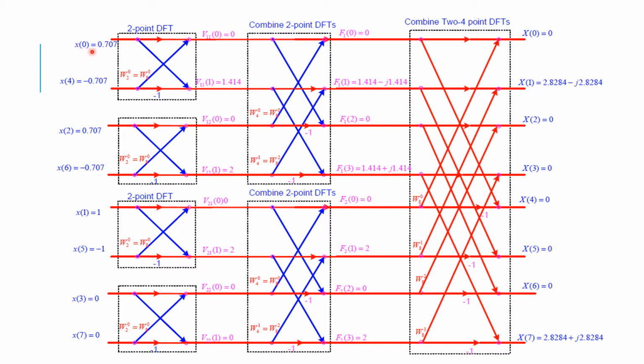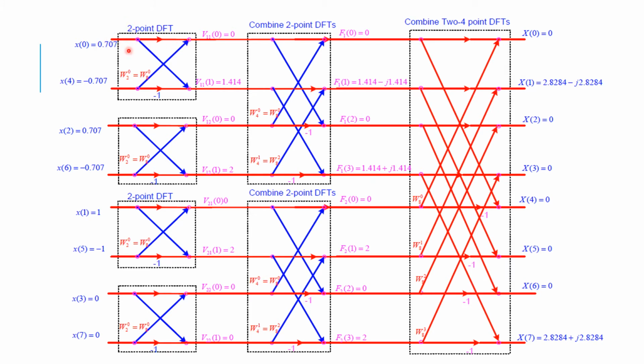So what are the values? As per our problem, x of 0 is equal to 0.707 and x of 4 is equal to minus 0.707. So the values given in the problem are filled accordingly, according to the bit reversed order. Okay, the next 2 stages are yet to get the output, so please leave them as such. First thing, follow my pointer.